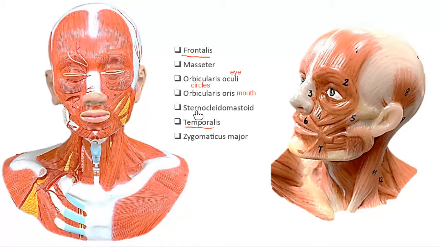Last one on our list is the sternocleidomastoid. The sternocleidomastoid muscle is a muscle whose name tells us everywhere it attaches. This sterno part of its name, what bone does sterno sound like? Yeah, a couple of us chiming in. Sterno sounds like sternum. The sternocleidomastoid starts on the sternum.